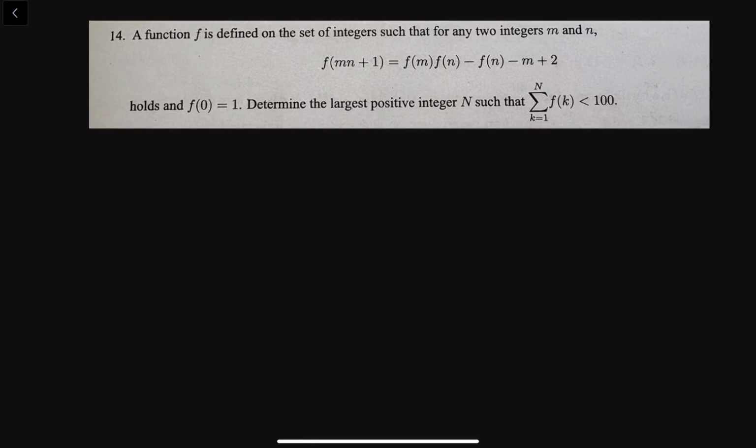In this video, I'll be solving the 14th problem of IOQM 2025. We're given a function f that is defined on the set of integers such that for any two integers m and n, this functional equation is valid, and f of 0 is equal to 1.